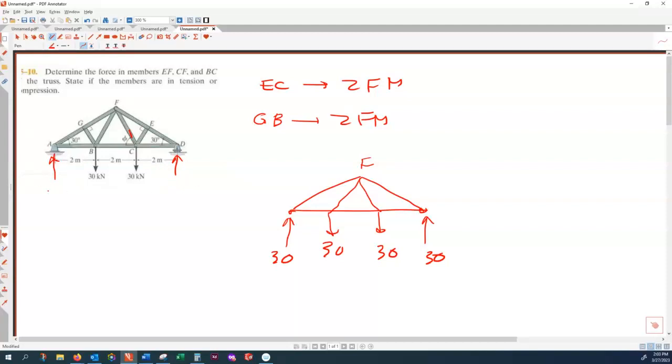If you can't see that, that's okay. Just do it this way. AY and CY, and do rotation with respect to the A equal to 0. That gives you CY equal to 30. And then do rotation with respect to the C equal to 0, and that gives you AY is equal to 30. Do you agree with that?